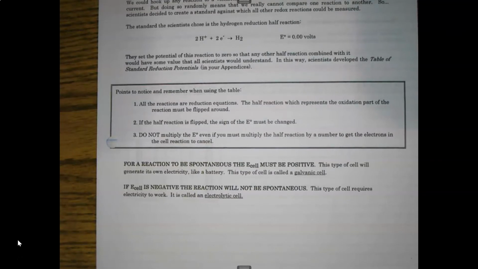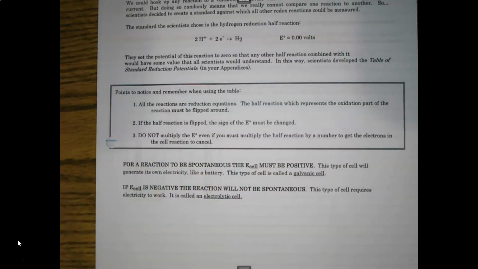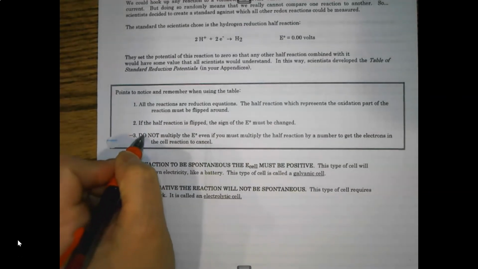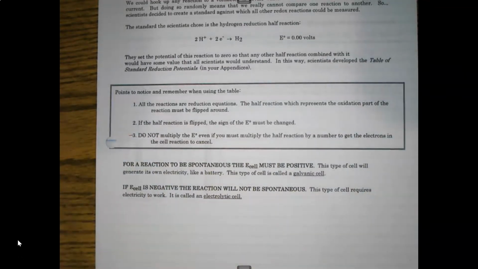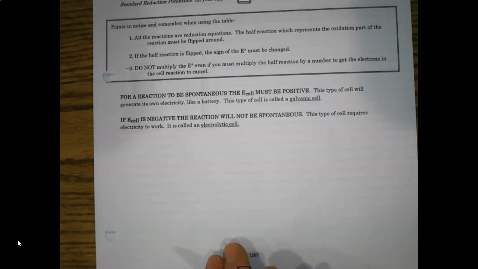The one thing you don't do, however, and this is different than what we did in thermo, you don't multiply the voltage by the coefficient that you have to multiply the equation by. So if I have to, in order to get the electrons to balance out, multiply a half reaction by 3, I don't multiply the voltage by 3. So that's something really important to remember. You don't multiply the voltage. You just keep the voltage as it is. You flip oxidation reactions as well as signs for the voltage. So then you sometimes wind up with positive voltage and you sometimes wind up with negative voltage.